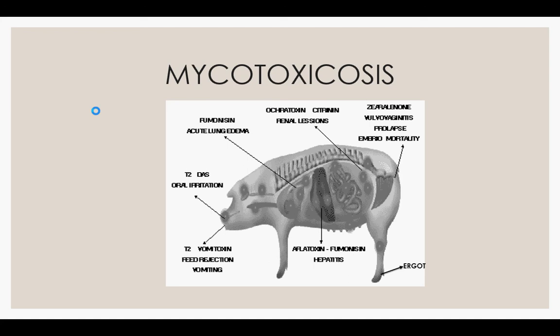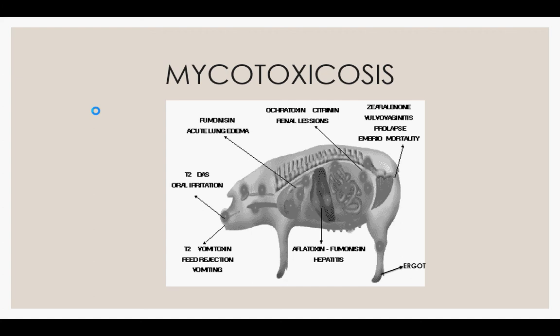And if you look at this slide, you will see that this gives a summary of the major mycotoxins that affect pigs. For example, ochratoxin. Ochratoxin can cause renal lesions in pigs, and we've mentioned zearalenone. It can cause vulvovaginitis and prolapse and even embryo mortality. We also have another mycotoxin called ergot, and ergot can cause gangrenous lesions in the appendages. And we have another mycotoxin called aflatoxin. All right, aflatoxin can cause hepatitis, and it is perhaps the most popular mycotoxin that you encounter in pigs.